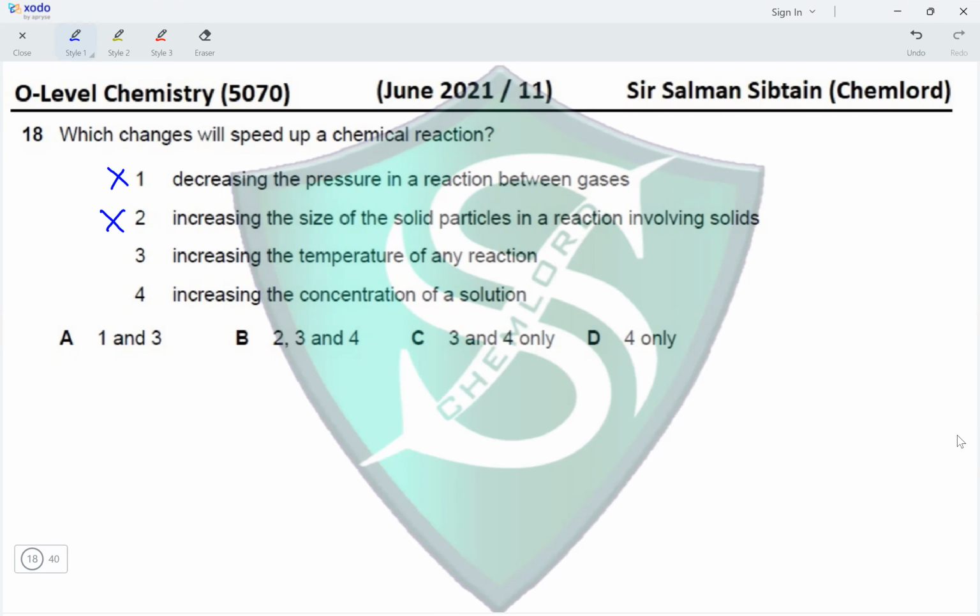3. Increasing the temperature of any reaction. Yes, an increase in temperature increases the rate of reaction. So it speeds up the chemical reaction. 3 is correct. 4, increasing the concentration of the solution. The greater the concentration of the solution, the greater the frequency of collision between the reactant particles, and hence the greater the rate of reaction. So statement 4 is also correct. Only 3 and 4 are correct. This makes option C the correct option for this question.